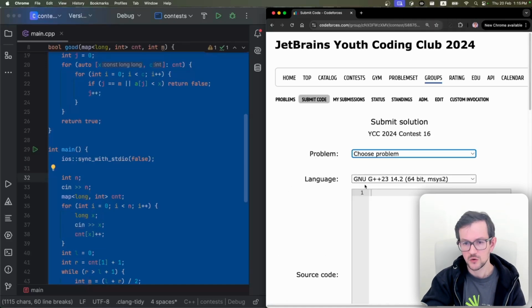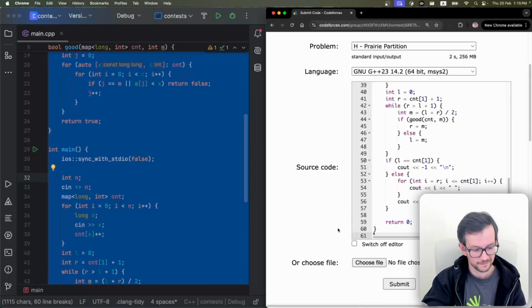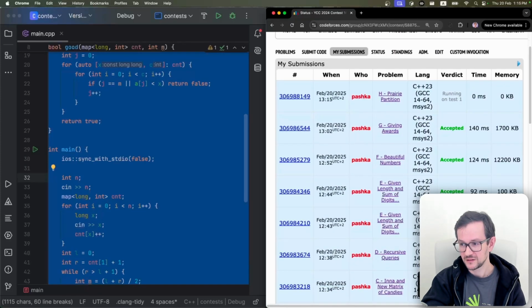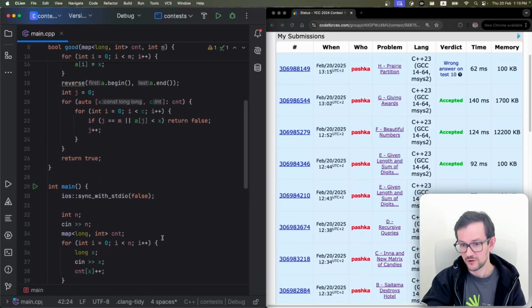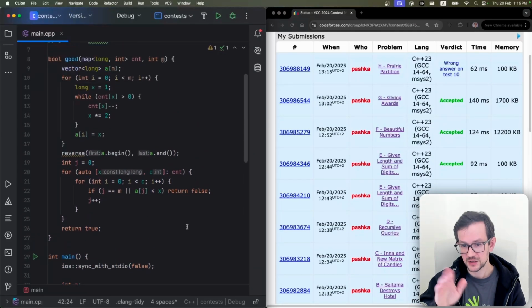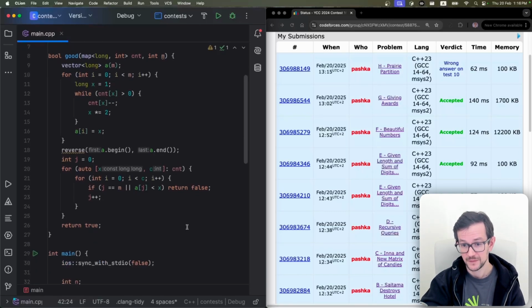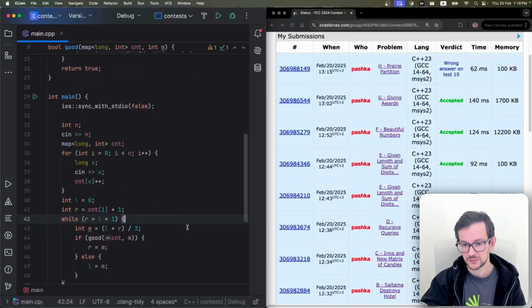Can you find the bug in my code? Okay, I'll have wrong answer test 10. Okay, yeah, this program has wrong answer test 10. So if you can pause this and find the mistake. No, it's okay. It's an easy mistake.